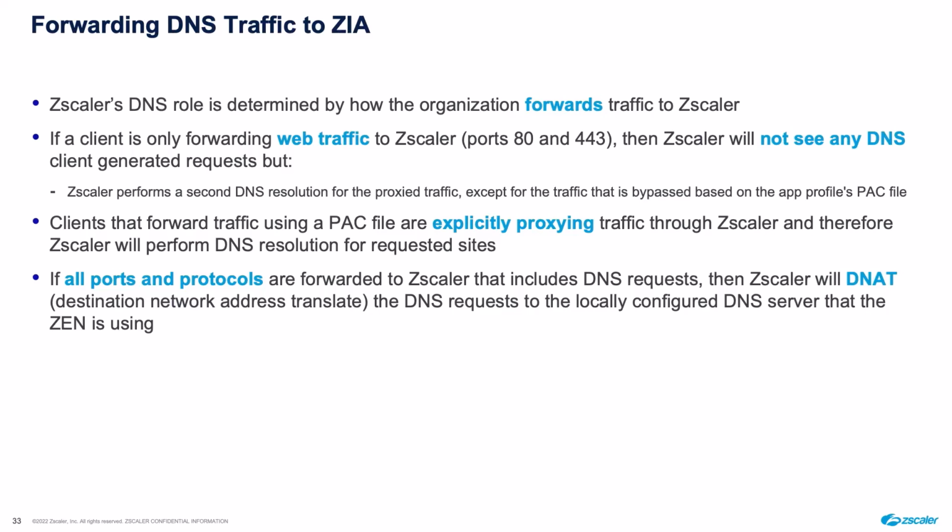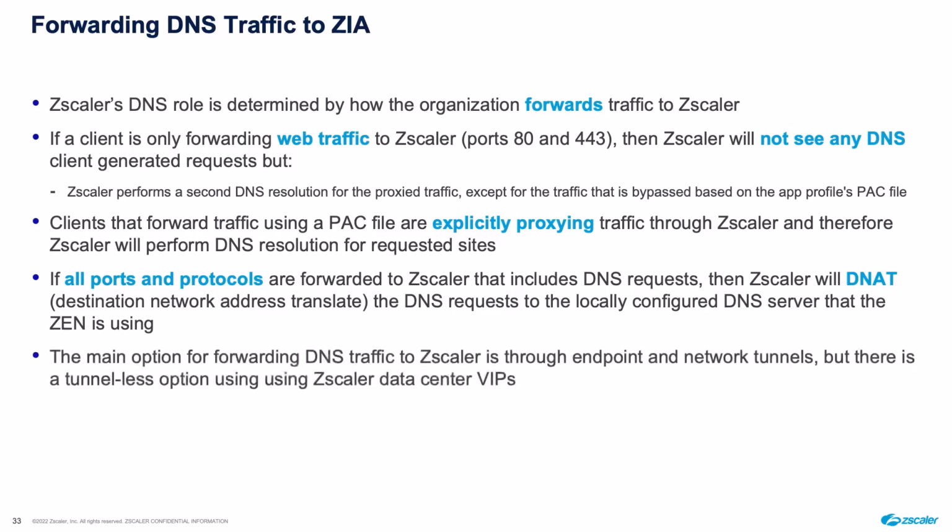So this is achieved by having a branch office location with GRE or IPsec type of tunneling capability. The main option for forwarding DNS traffic to Zscaler is through endpoint and network tunnels. And when it comes to endpoint, this is where you could use Zscaler Client Connector with the Tunnel 2.0 option, which has a lot more granularity, allowing you a whitelist of DNS requests and blacklist and bypass options and so on and so forth.